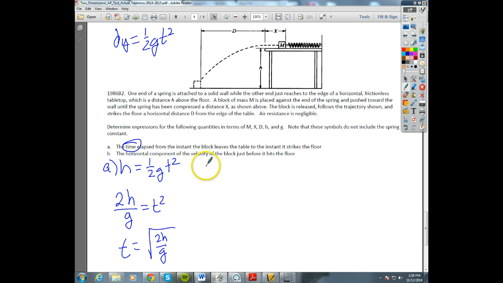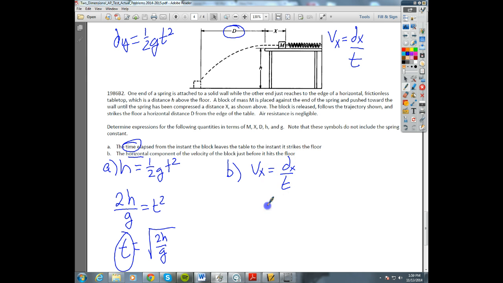For letter B, they want us to find the horizontal component of the velocity just before the block hits the floor. So we know the distance, we know the time, and if we remember from the wrap, Vx equals dx over t. If they want us to find the velocity in the x direction, we can do that very easily. We're just going to say that v in the x is equal to d in the x over t.